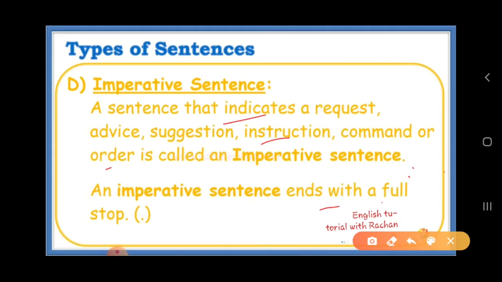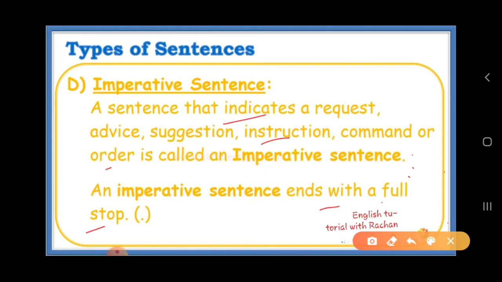So, like the assertive sentence, which is also called declarative, an imperative sentence also ends with what? It also ends with a full stop, not like the interrogative and exclamatory sentences. So, dear student, how would you define an imperative sentence? Imperative sentence is very easy to define. You can say that an imperative sentence indicates a request, advice, suggestion, instruction, command, order, all this, right?